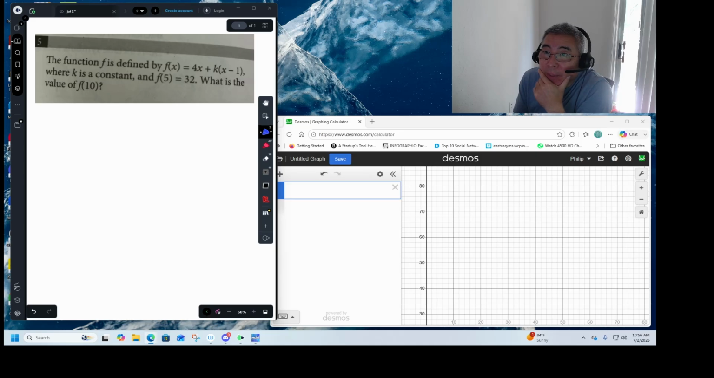A function f is defined by f of x equals 4x plus k times (x minus 1), where k is a constant and f of 5 equals 32. What is the value of f of 10? First, I'm going to do it without any technology, and then I'm going to do it with Desmos.